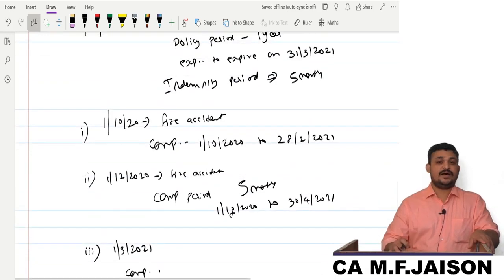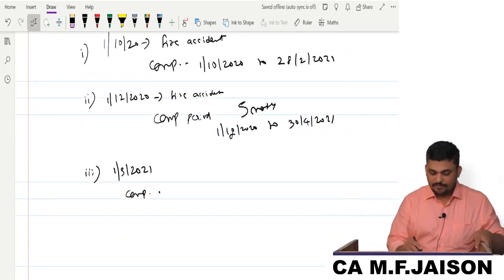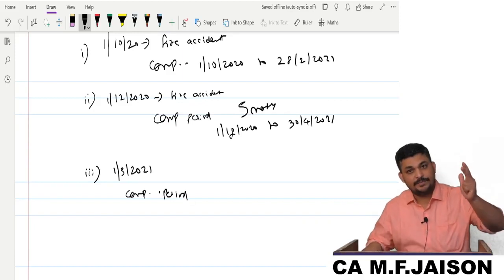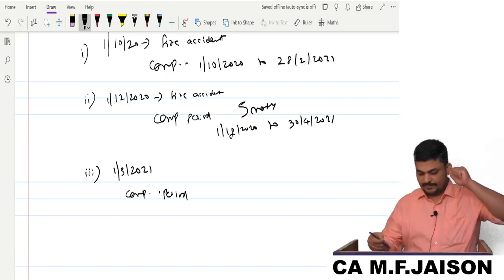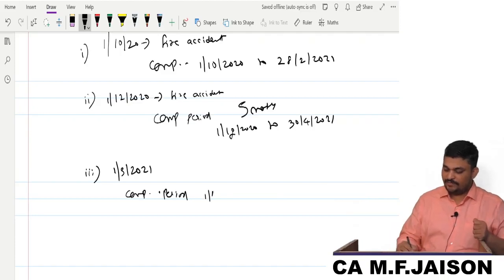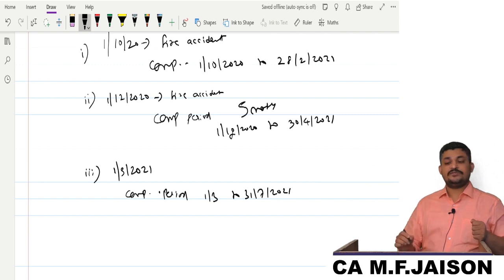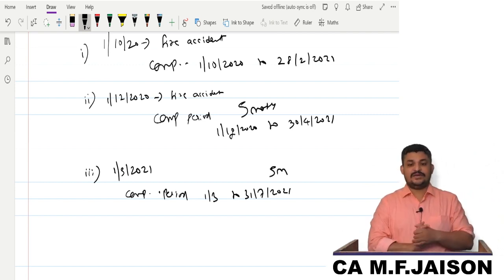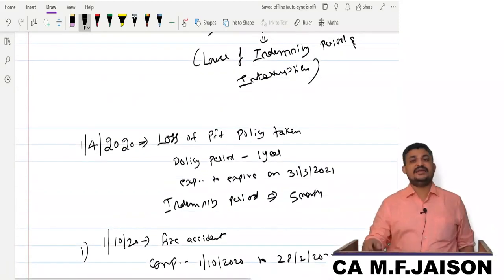Here it is 31st March and here it is 1st March. So, what is the compensation period? The compensation period will be March, April, May, June, July, so it will be 1st March to 31st July 2021. Compensation will still be there for a period of 5 months. Please do understand, my dear friends, what these 2 periods indicate.